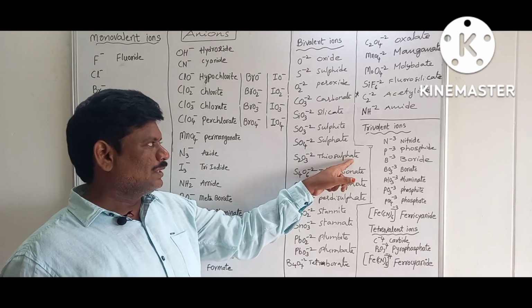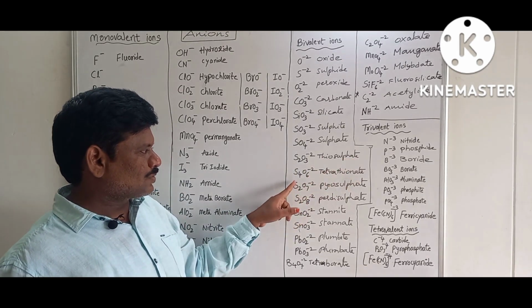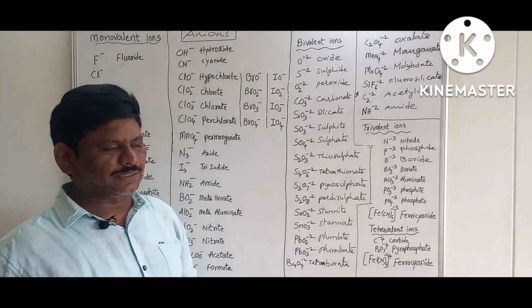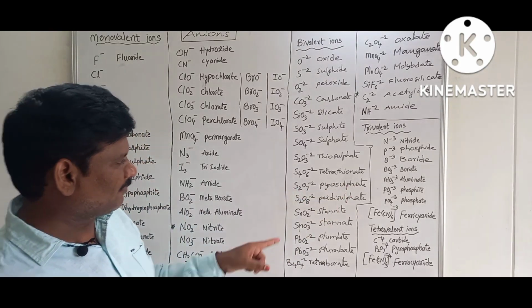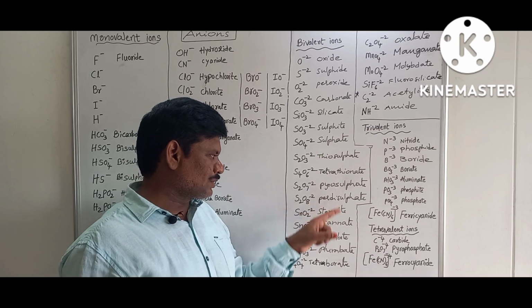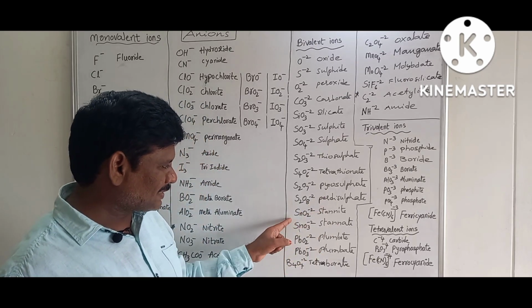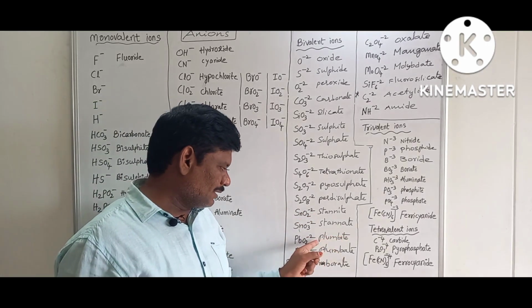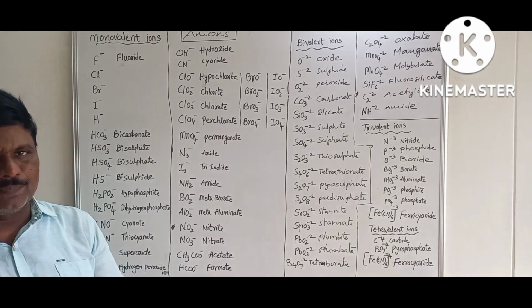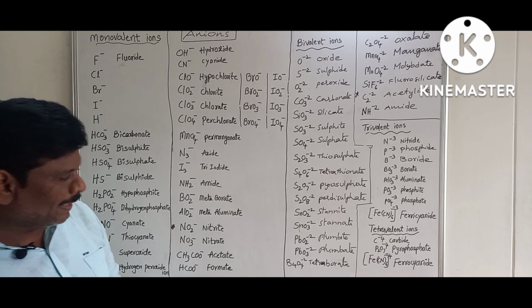S2O3 minus 2, thiosulfate ion. Next one, S4O6 minus 2, tetrathionate ion. S2O7 minus 2 ion, pyrosulfate ion. S2O8 minus 2, persulfate ion. SnO2 minus 2, stannite. SnO3 minus 2, stannate. PbO2 minus 2, plumbite. PbO3 minus 2, plumbate.